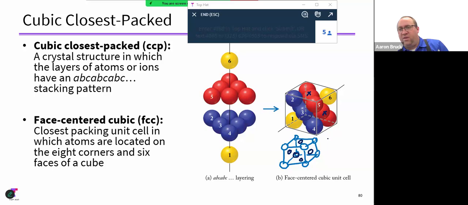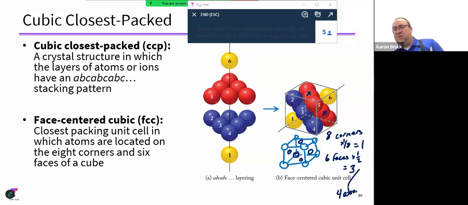So I have the 8 corners times 1/8. So that's 1. And I have the 6 faces. And since each of those faces is only in one other unit cell, that means that half of this one is in this cell, half of it is in the other one. We get 4 atoms per cell in this arrangement.